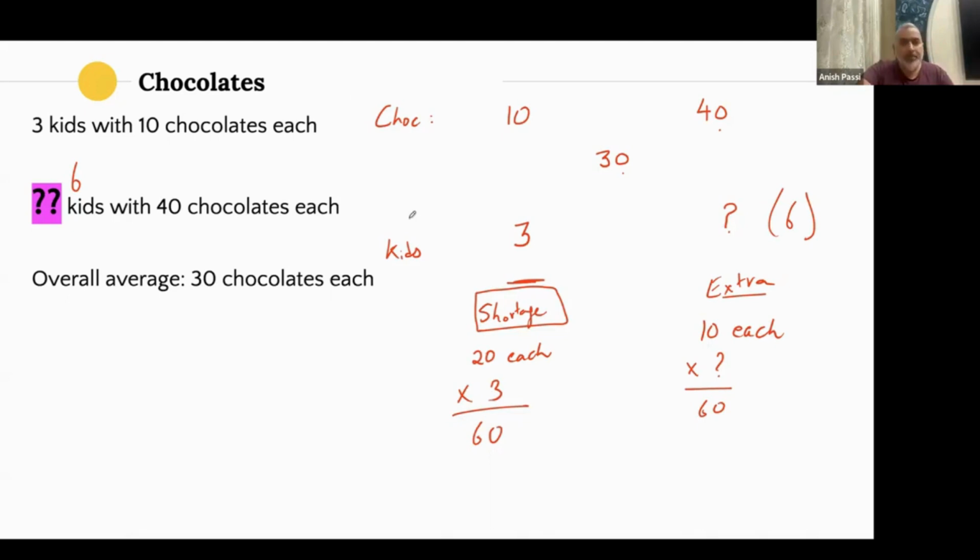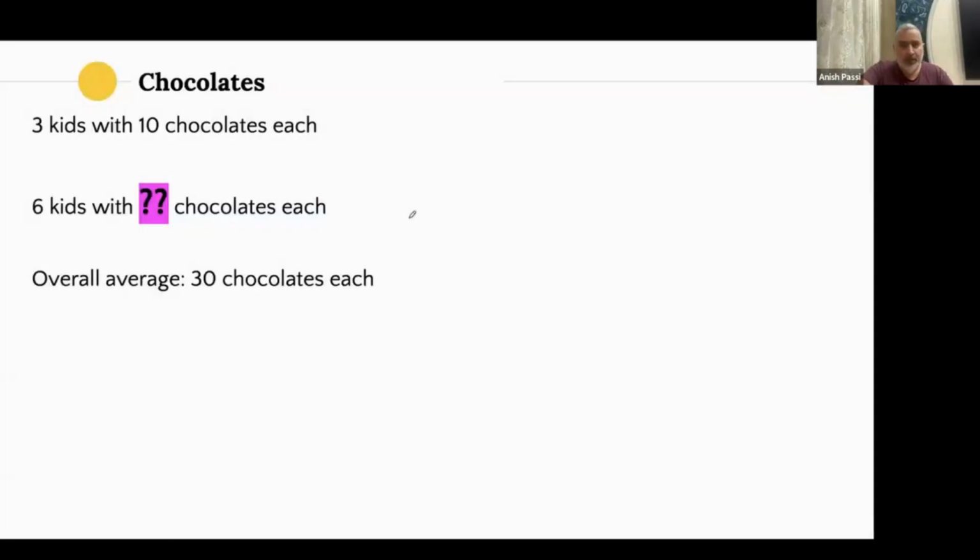Okay, let's continue then. Let's try this now. And in fact, this time, everyone try using this whole chocolates thing that we've been discussing only. So what do we need to figure out now? We know 3 kids have 10 chocolates each. We know the overall average is 30. The question is, how many chocolates do the other 6 kids have each?